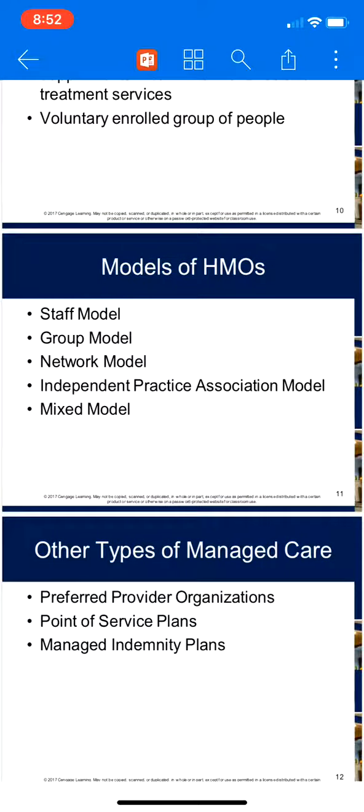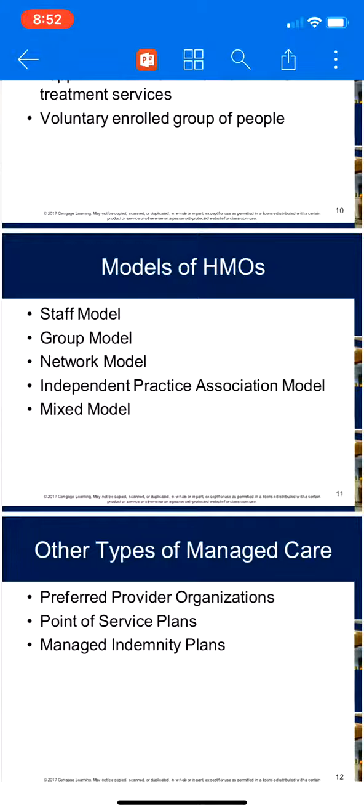Now we have different models of HMOs. Our first model is the staff model. The staff model HMO is the most tightly organized HMO structure. The HMO entity owns the facilities and employs the healthcare providers to which the covered individual has access.